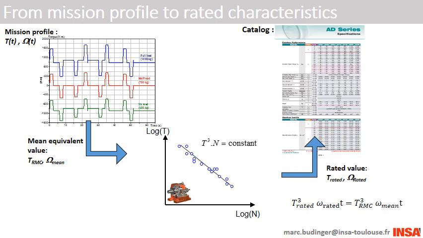To calculate mechanical fatigue in a general way, we have to proceed in the following steps. Based on the mission profile's torque and speed, we compute equivalent mean fatigue speed and torque, which are the RMC torque and the average absolute value of speeds. If this average speed doesn't match the average speed specified in the catalogs, we determine, thanks to the Miner-Palmgren law, an equivalent rated torque that we associate to the rated speed of the catalog.